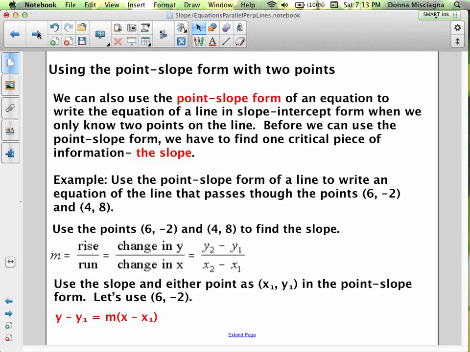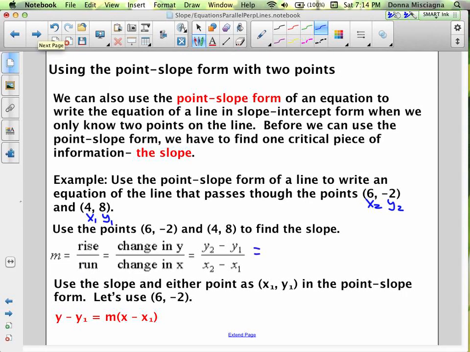All right, so example here: use the point-slope form of a line to write an equation of the line that passes through the points (6, -2) and (4, 8). When you're calculating your slope, it doesn't matter which point is first and which point is second. I'll just go left to right. In other words, take the difference in the y coordinates over the difference in the x coordinates. So x1, y1. There's my second point, there's my first point.